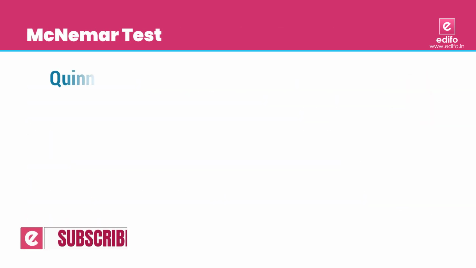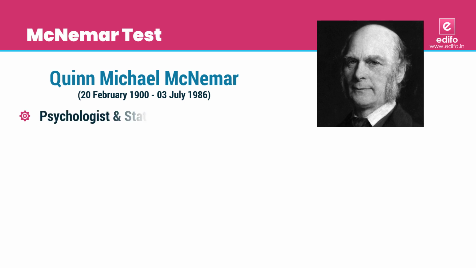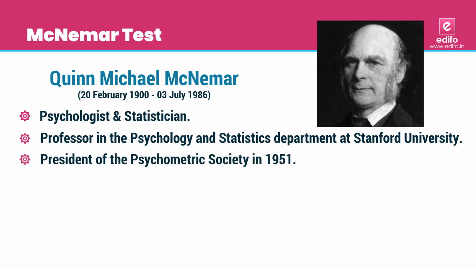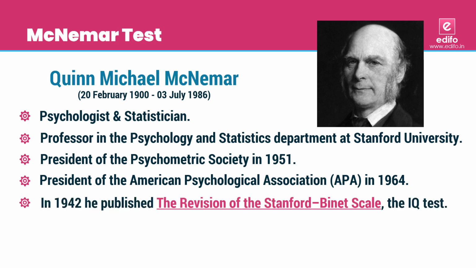McNemar test was created by Quinn McNemar, an American psychologist and statistician. He was a professor in the psychology and statistics department at Stanford University. He was a president of Psychometric Association in 1951 and the president of American Psychological Association in 1964. In 1942, he published the revision of the Stanford Binet scale, the IQ test released in 1916 by Terman. He also worked at the University of Texas.